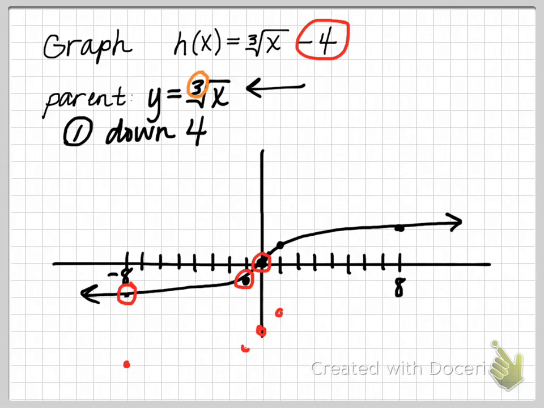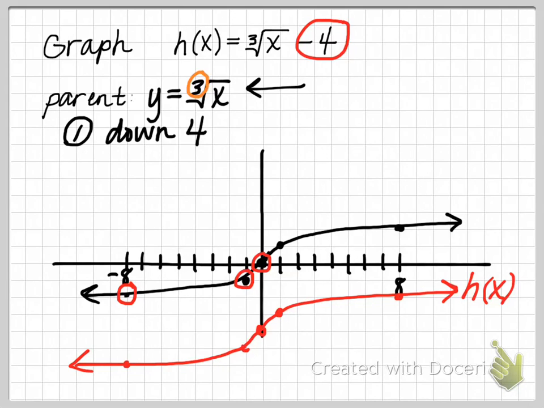Doing this with all of our 5 points that we graphed, we'll create our shifted function. And then connecting with a nice smooth curve, we see it's the exact same shape as the original parent function, but it's been shifted down 4. And then just go ahead and label that this would be h of x.